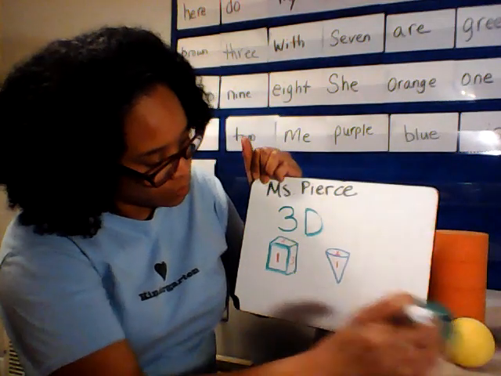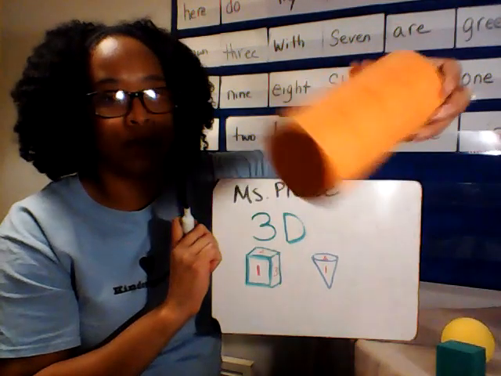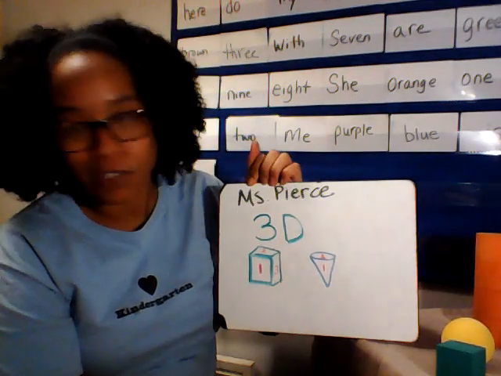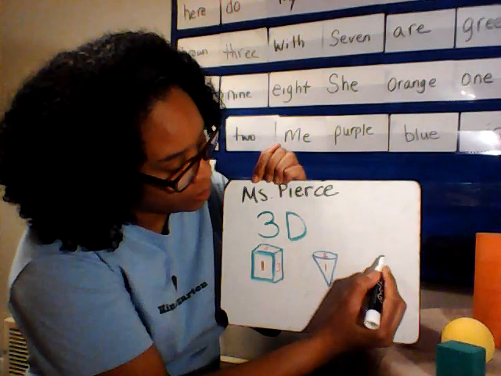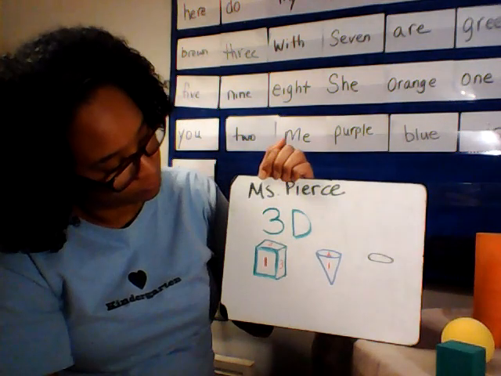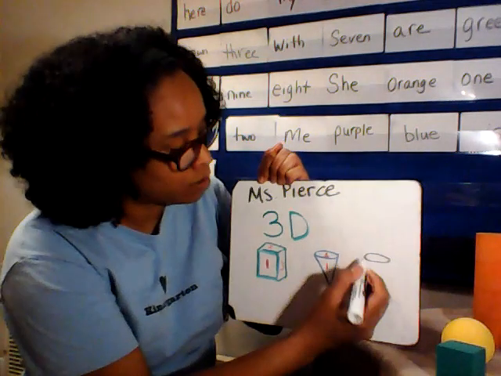All right, let's draw our cylinder. We're going to draw our three-dimensional cylinder. Just like we started off with the cone, we want an oval. Take your time, nice and slow. It's the way to go.